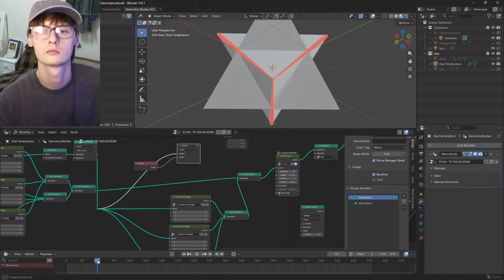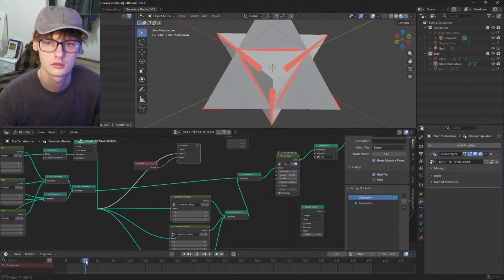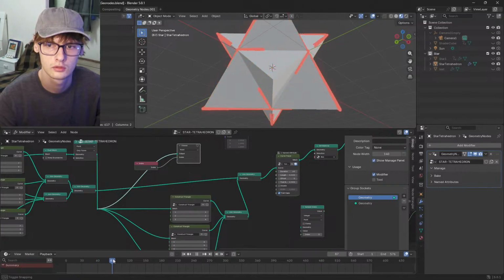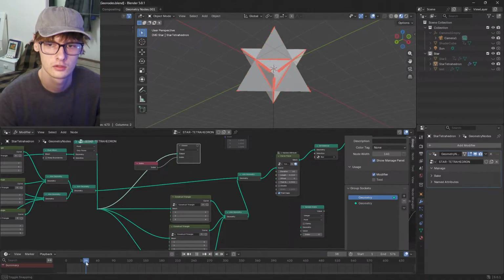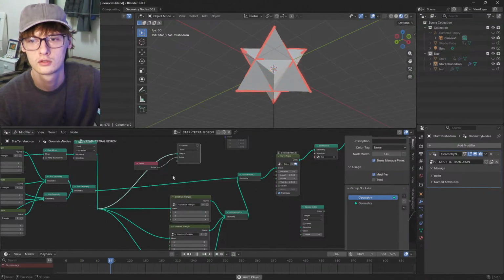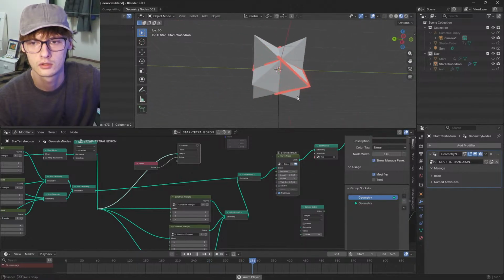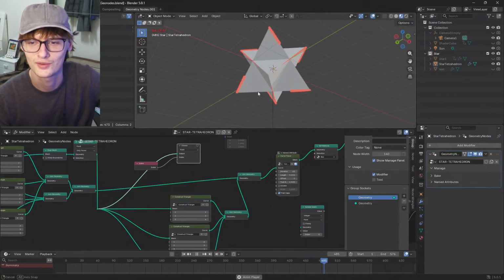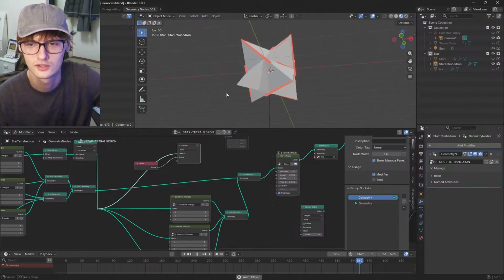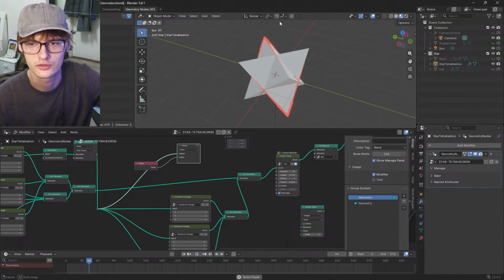Yeah. I think that's what I wanted. That's pretty mesmerizing. That's crazy. Whew, this is gonna get really, really crazy once I complete all the triangles.